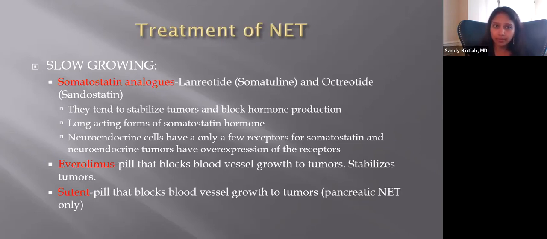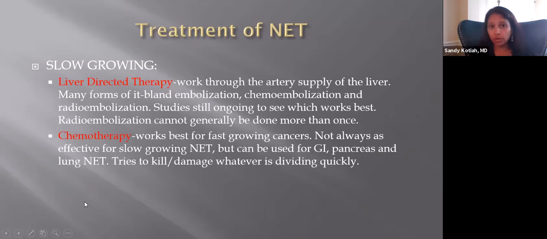And then there's pills that we have that can block blood vessel growth to tumors. To simplify things, there's everolimus, there's Sutent that we can use. We can also do liver-directed therapy, which is working through the arterial supply of the liver, and there's different forms of it. And we're still not quite sure which one is the best form, but you have to be a little bit careful with radioembolization because it can cause some damage to the normal liver and you can't do it continuously. And then, of course, chemotherapy, which works better for faster growing neuroendocrine tumors.